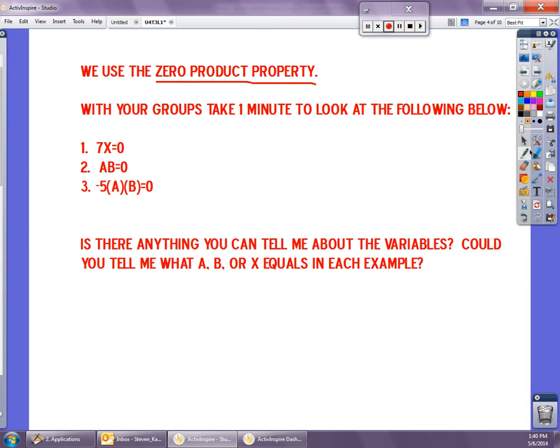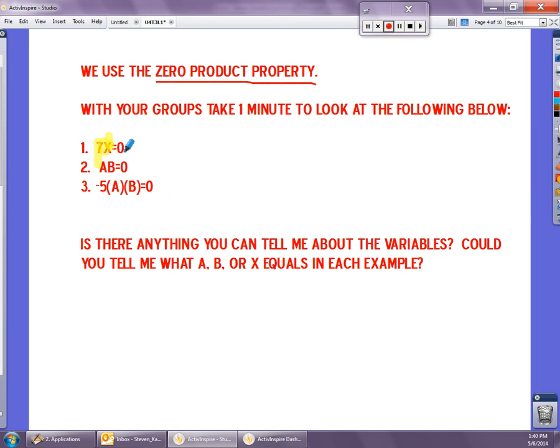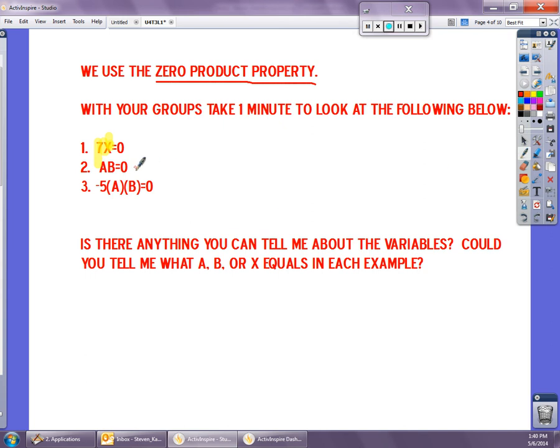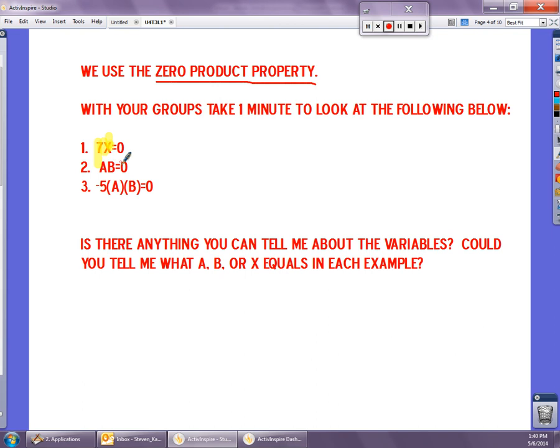Basically, if you have a multiplication problem, like you do here, like 7 times x, and it's equal to 0, you know the x has to be 0, because the only way something times something else equals 0 is when you're multiplying by 0. Here, if you have a times b equals 0, either a has to be 0 or b has to be 0, or they both could be 0, because the only way you can multiply two things and get 0 is if one of them is 0, either a or b. And right here, same kind of concept. If negative 5 times a times b equals 0, either the a or the b is going to have to be 0. So that's what the zero product property is.